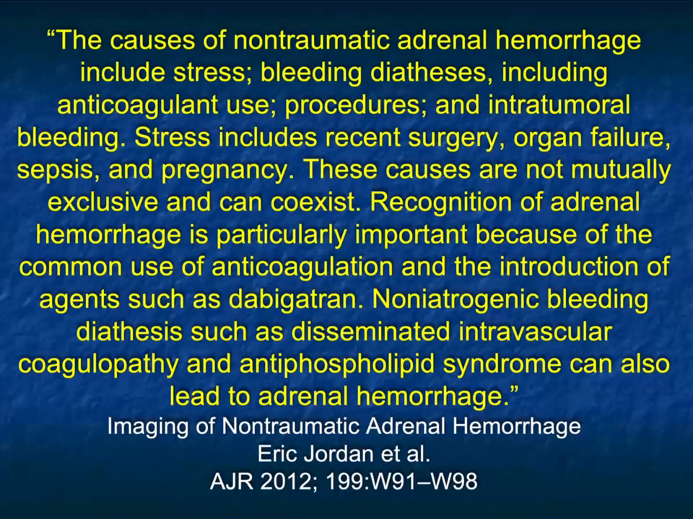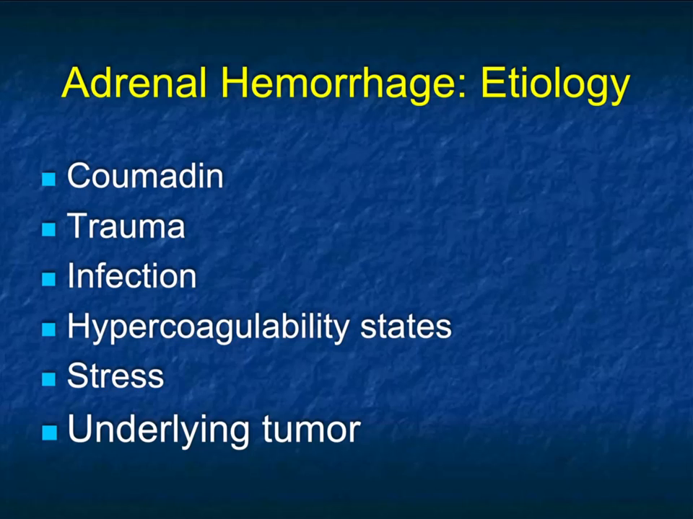Recognition of adrenal hemorrhage is particularly important because of the common use of anticoagulant therapy and the introduction of some of the newer agents. Non-iatrogenic bleeding from processes such as DIC or antiphospholipid syndrome can also lead to adrenal hemorrhage, though those are far more unusual. If I have to make a list of adrenal hemorrhage, Coumadin, trauma, infection, hypercoagulability state, stress, and underlying tumor are some of the things I'm going to put down.